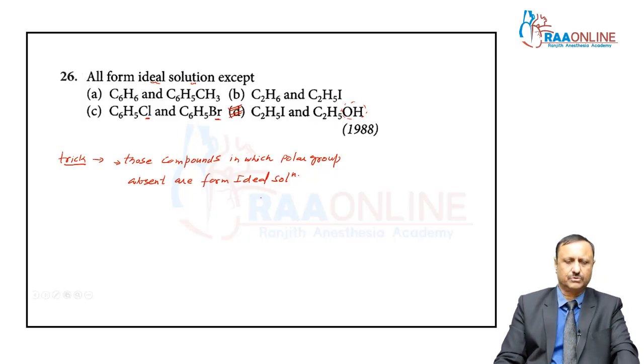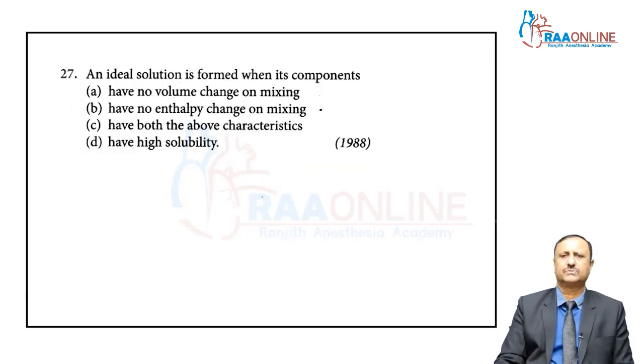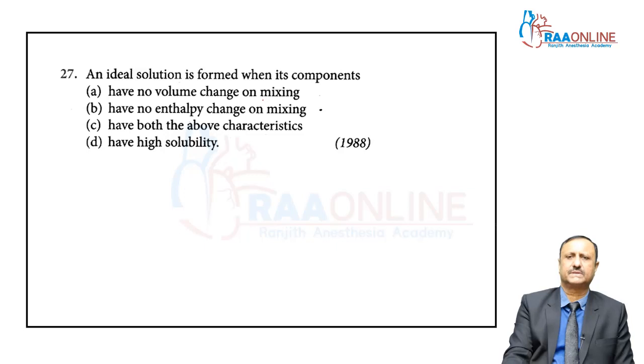Now, we can go to question number 27. An ideal solution is formed when its components have the same characteristics, have no volume change on mixing, have no enthalpy change on mixing, or have both of the above characteristics. That means delta V is equal to 0 and delta H is equal to 0 form ideal solutions. So, my dear students, you can go to question number 27, option C.